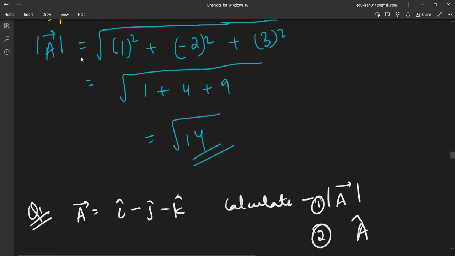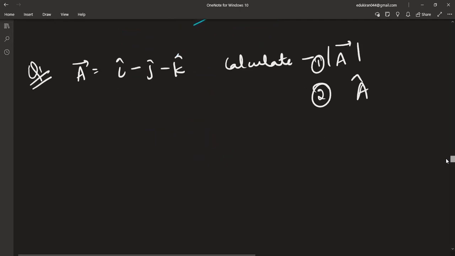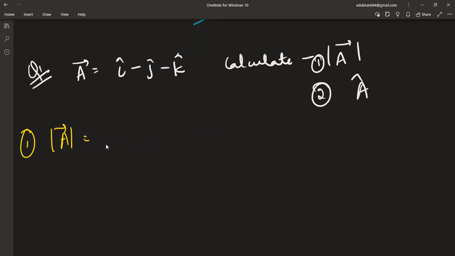Now see, this is one more question. A vector is given as I cap minus j cap minus k cap. In the first part, we have to calculate the magnitude of A. In the second part, we have to form the unit vector. So for the magnitude of A, what have we discussed? If we have to find out the magnitude of any vector, we take the coefficients, square them and add them up.